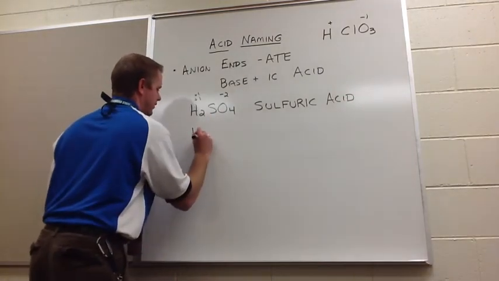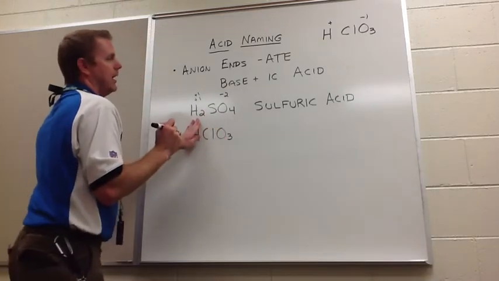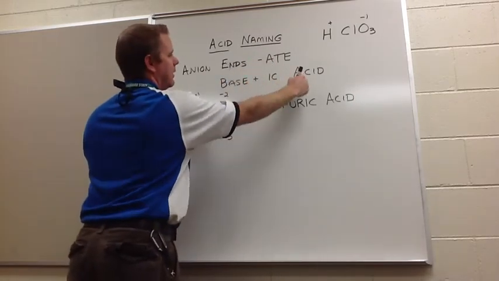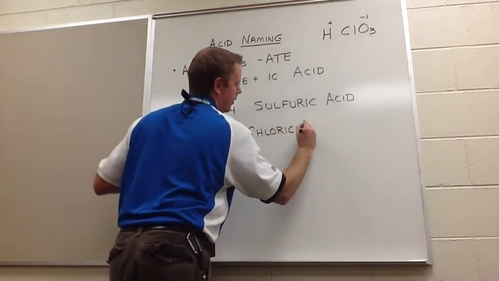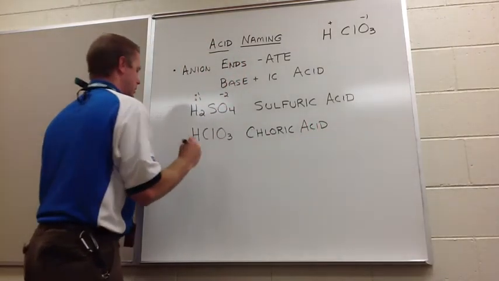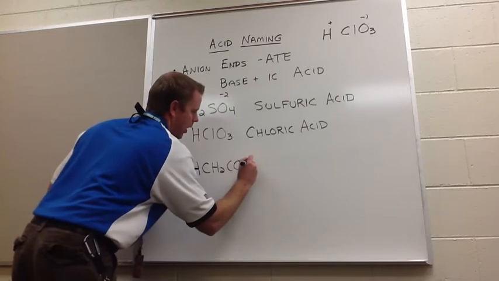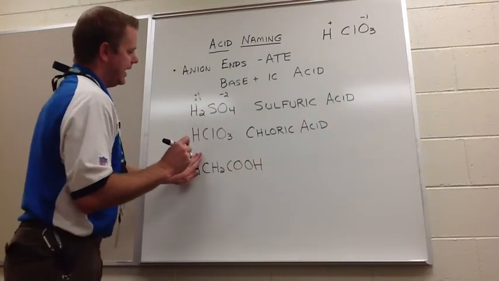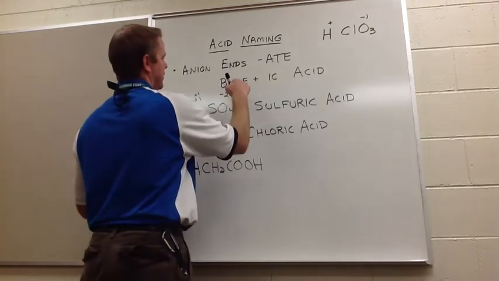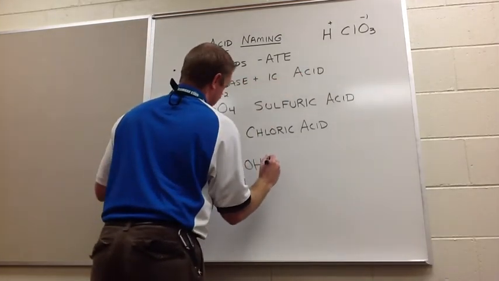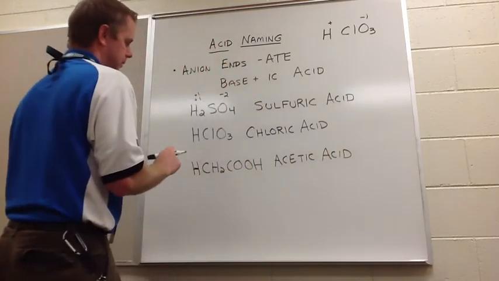How about this one up here? HClO3. Well, it's plus 1 minus 1, so it's written right. When we look at ClO3, it's chlorate, therefore it's base plus ic, acid. So this becomes chlor, the base, the ending of ic, and the word acid. Chloric acid. Or how about this one? You ready? Here's an interesting one. HCH2COOH. Well, you cover up the H and you get left with what you know as the acetate ion, right? Well, it ends in ate, acetate. So we look at that, we say base plus ic plus the word acid. So this becomes acetic acid.